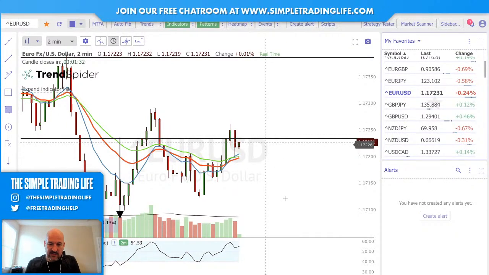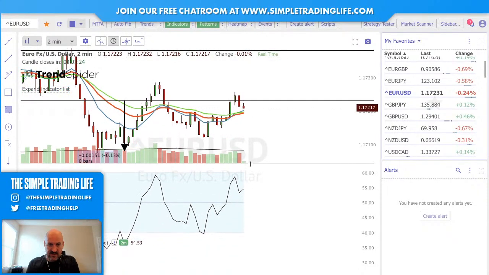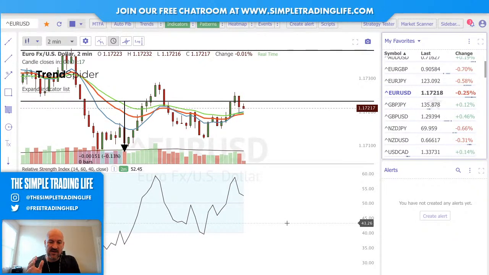Gotcha. All right. Well, anyway, let's just talk about the setup for the RSI momentum indicator. So that's down here. Let me make it bigger so everybody can see. All right, so the normal settings for RSI are 14, 70, 30. That's the standard default setting.